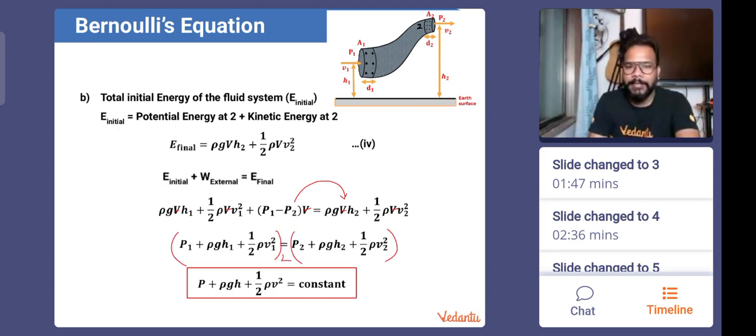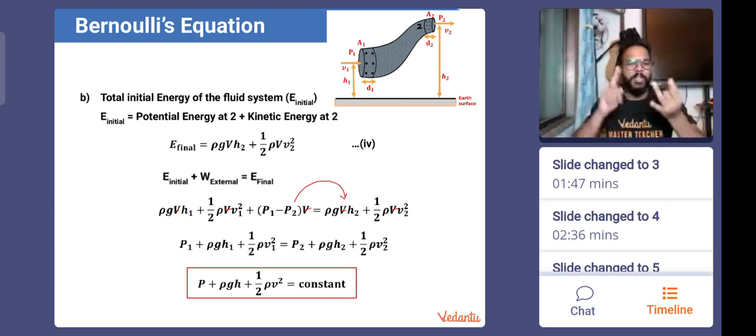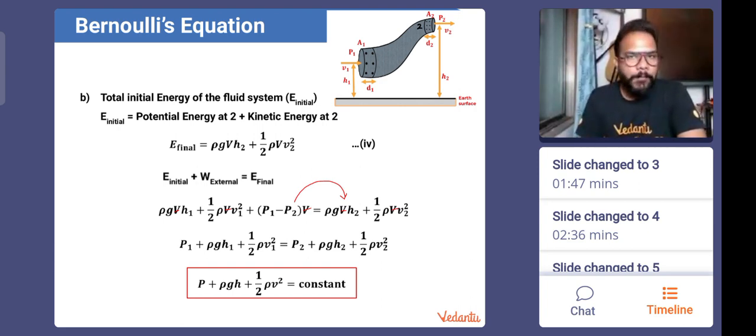So this is written for point 1 and this is written for point 2. When we write these at two different points, if the liquid is flowing in a streamlined manner, you can write these values of pressure plus half rho V square plus rho GH. These values can be written for any two points and equated, because the overall energy of the liquid will always remain the same. This is the law of conservation of energy.